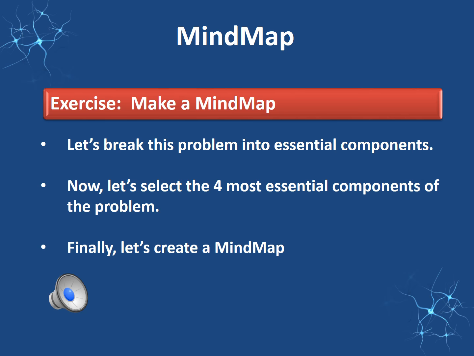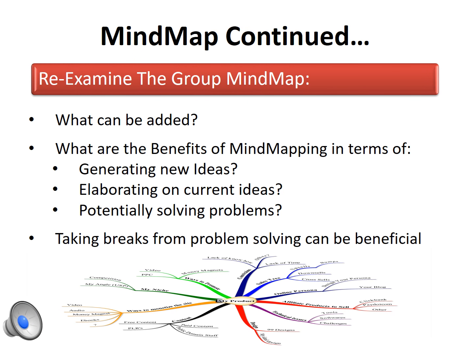Let's start working on the mind map now. We're going to break the problem into essential components and select the four most essential components of the problem, and then ultimately end up creating a mind map. We can work more on the mind map here and re-examine the group mind map. To do that, you can ask yourself what potentially can be added, and what the benefits of mind mapping are in terms of generating new ideas, elaborating on current ideas, and potentially solving problems. Additionally, taking breaks from problem solving can definitely prove to be beneficial.